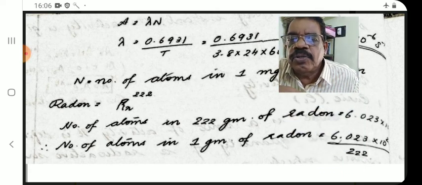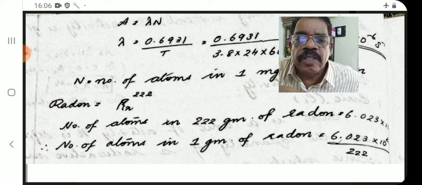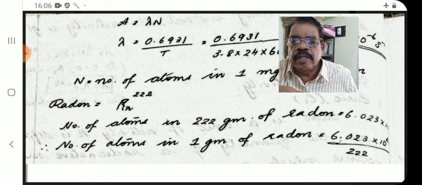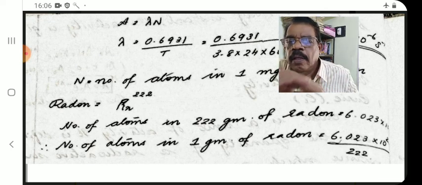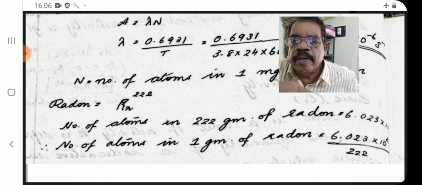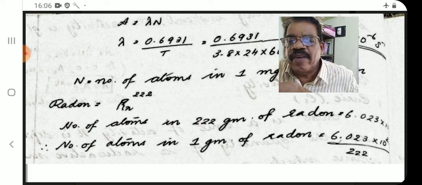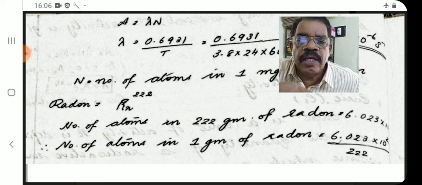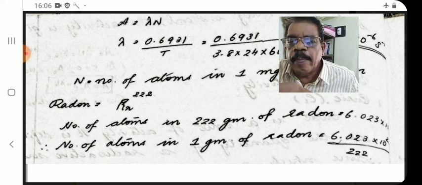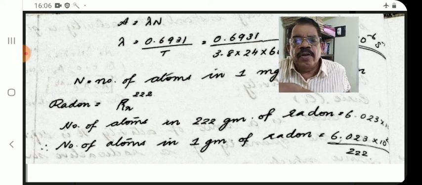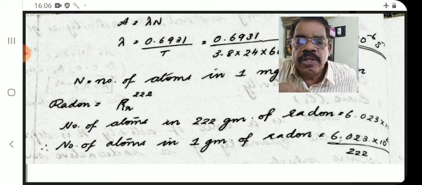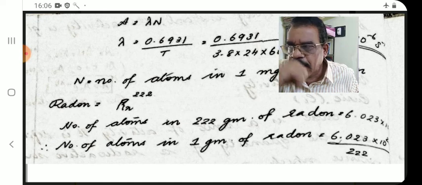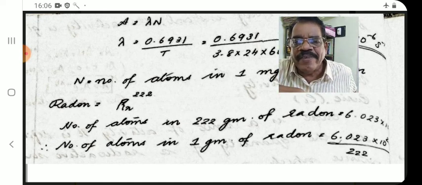Number of atoms in 222 gram of radon is the Avogadro number, 6.023 into 10 raised to 23. Therefore, number of atoms in 1 gram of radon is 6.023 into 10 raised to 23 divided by 222. This is the number of atoms in 1 gram of radon.